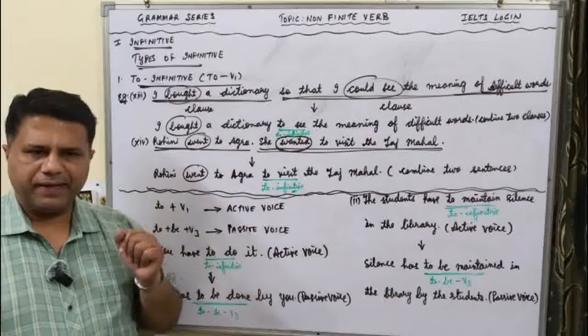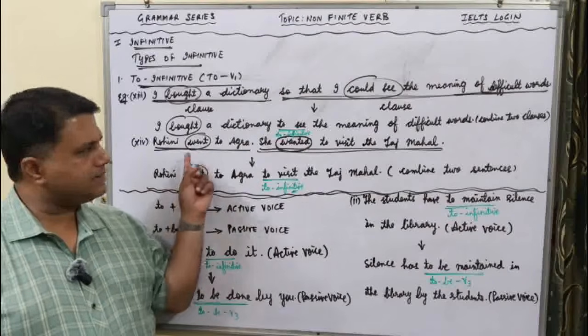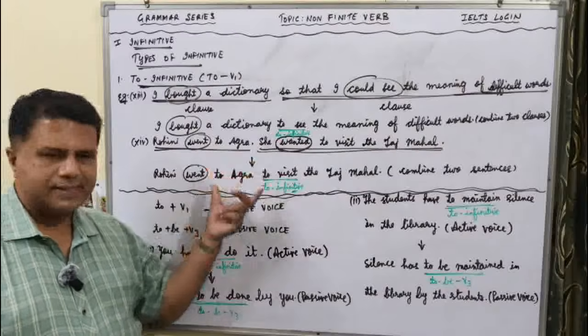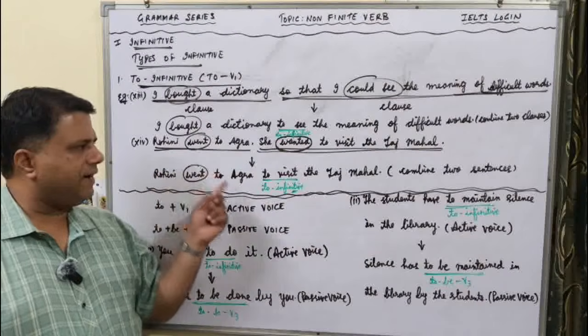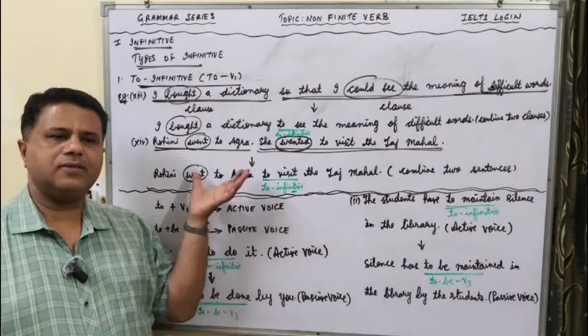So these are two independent sentences, two independent clauses. Went is the tense element, wanted is the tense element. Let's join them into one: two sentences into one sentence. Rohini went to Agra to visit the Taj Mahal. So we have combined two sentences into one.